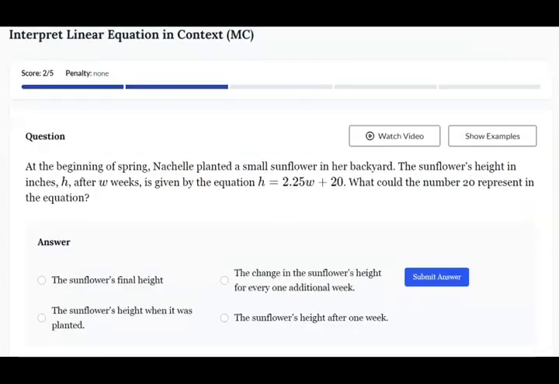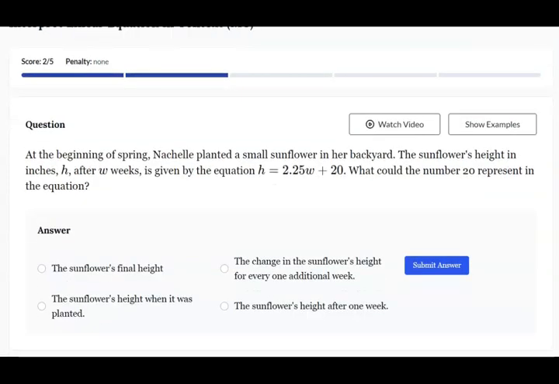All right, last one. At the beginning of spring, Nichelle planted a small sunflower in her backyard. The sunflower's height in inches h after W weeks is given by the equation h equals 2.25W plus 20. What could the number 20 represent in this situation? Again, this is a b value, or an initial value. Right? It's the amount that you would have if the weeks was 0.